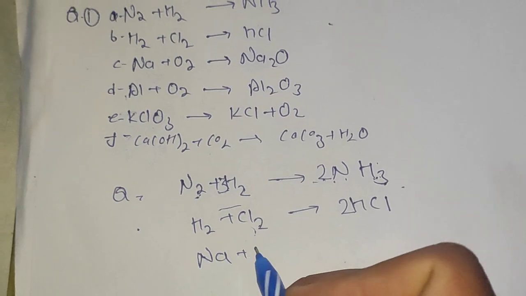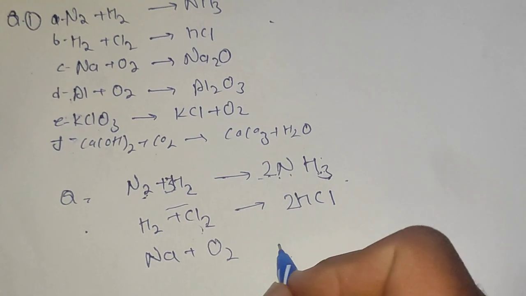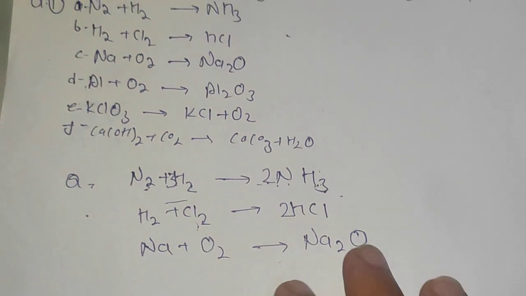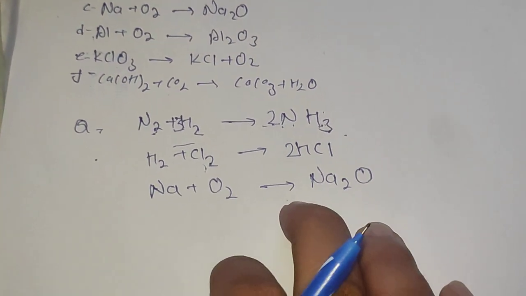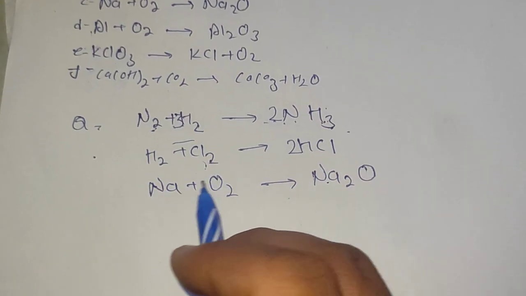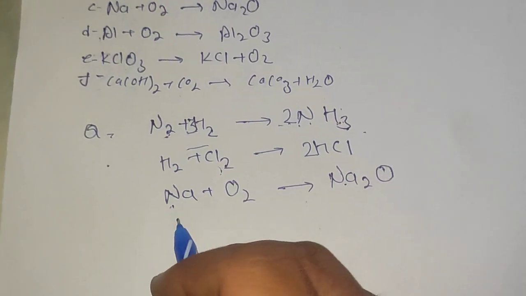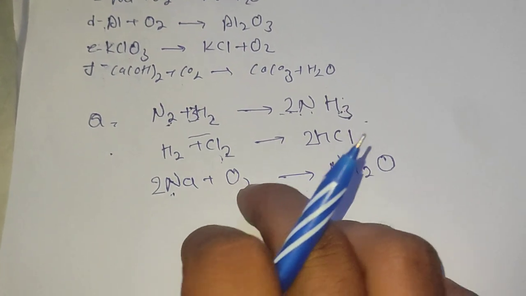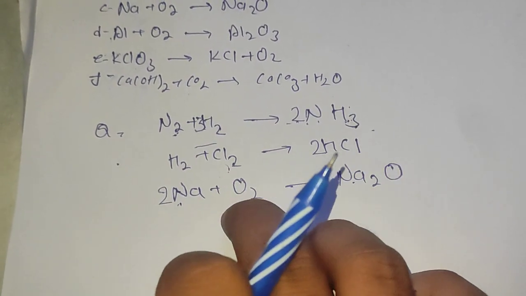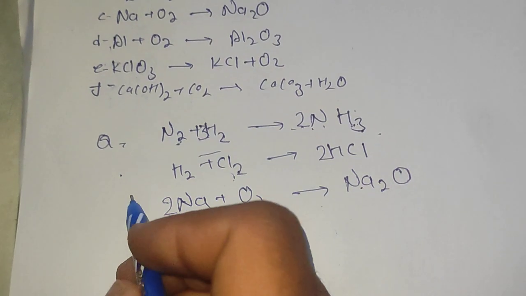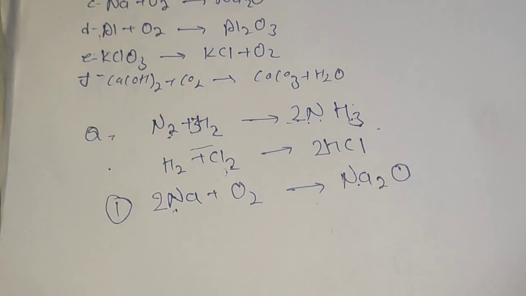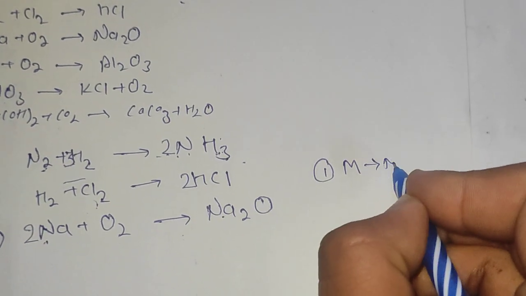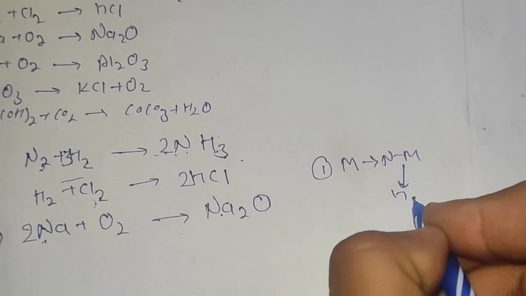Similarly, for sodium plus oxygen gives Na2O. Here the sodium metal is 1 and here the metal is 2. If I multiply this, it becomes 2. Now for oxygen, the oxygen is 2 and here oxygen is 1. By method 1, metal, then non-metal, hydrogen and oxygen. The method 1 says first metal, then non-metal, then hydrogen, and then oxygen.